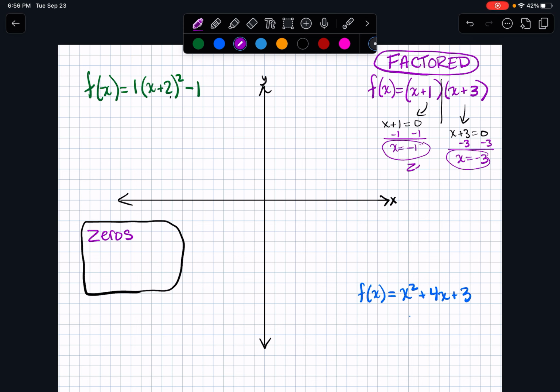So these are my two x-intercepts of the function, because when x equals -1 or x equals -3, the entire function would end up equaling 0. And so 0 will be my output. So factored form tells us the x-intercepts. Moving down to the blue, the standard form.